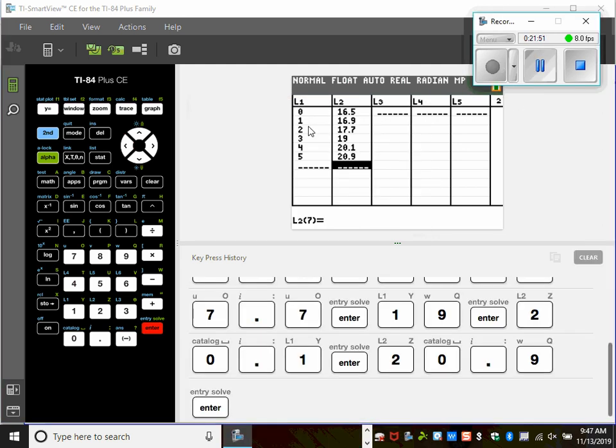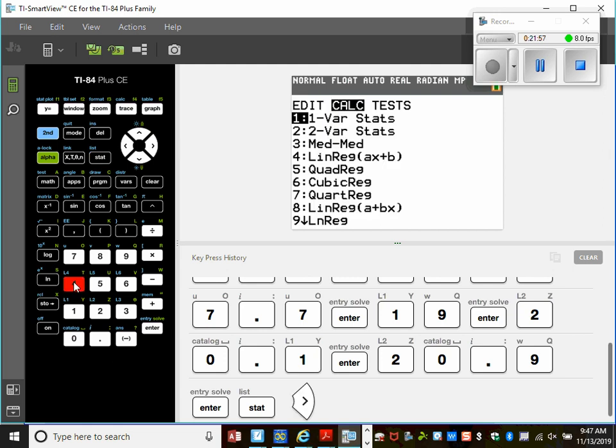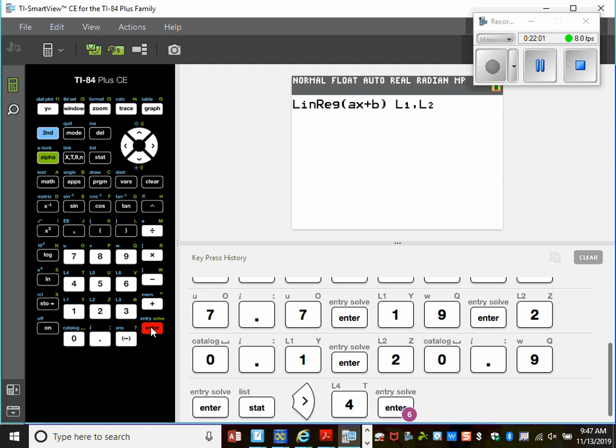Once you have all of your numbers in, we're going to go back to stat, over to calc, option number 4, and I'm just going to keep hitting enter until I see my slope and y-intercept. Okay, this is what I got. So I have 0.94x plus 16.17. So you would obviously write down y equals.